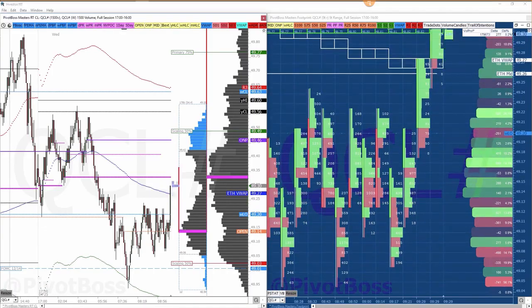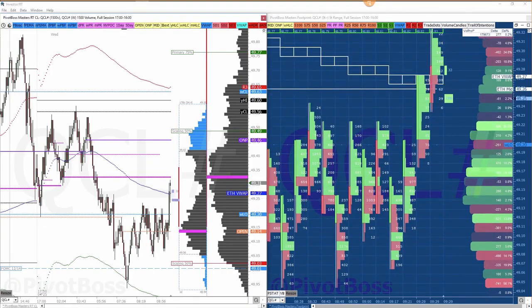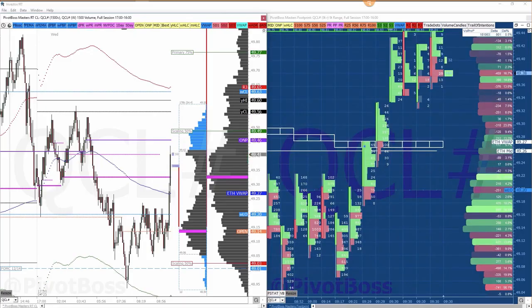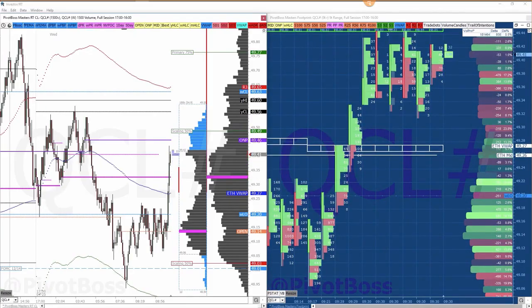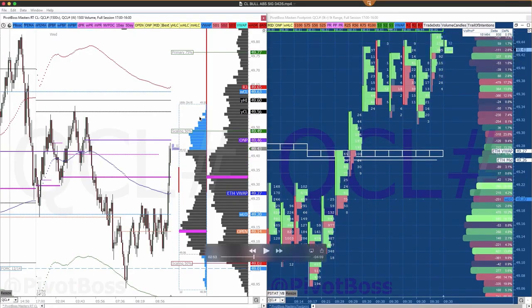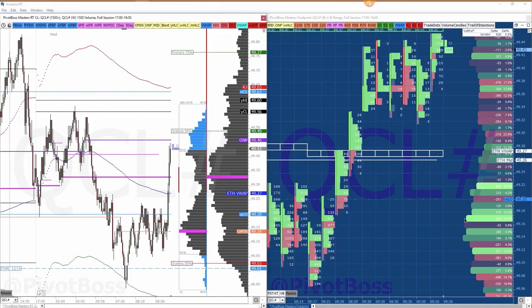Boom, boom, boom. There's the stops. Bang, bang. Big time move right away. Now if I stop it right here for a moment, notice this. This is where the major squeeze begins.